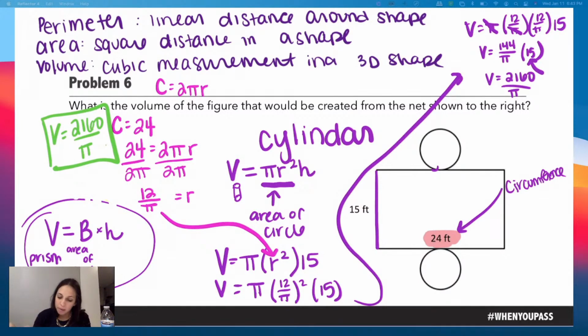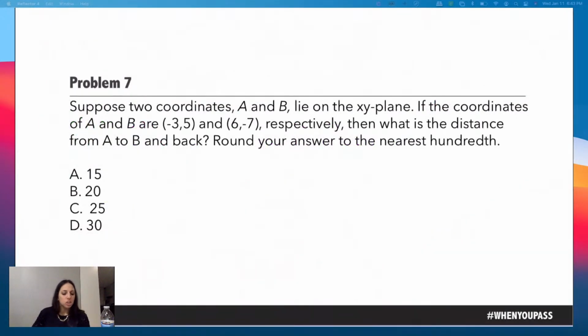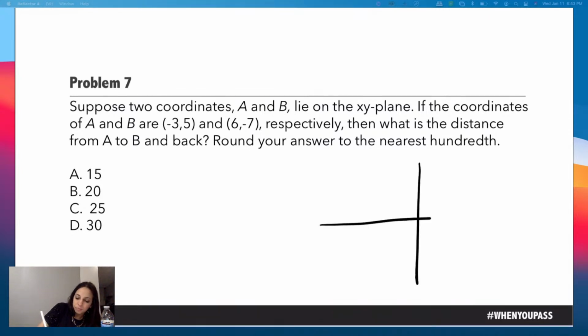All right, problem number 7. Suppose two coordinates, A and B, lie on the xy plane. If the coordinates of A and B are -3, 5 and 6, -7 respectively, then what is the distance from A to B and back? Round your answer to the nearest hundredth. So again, a coordinate plane problem where we've got -3, 5, and we've got 6, -7.